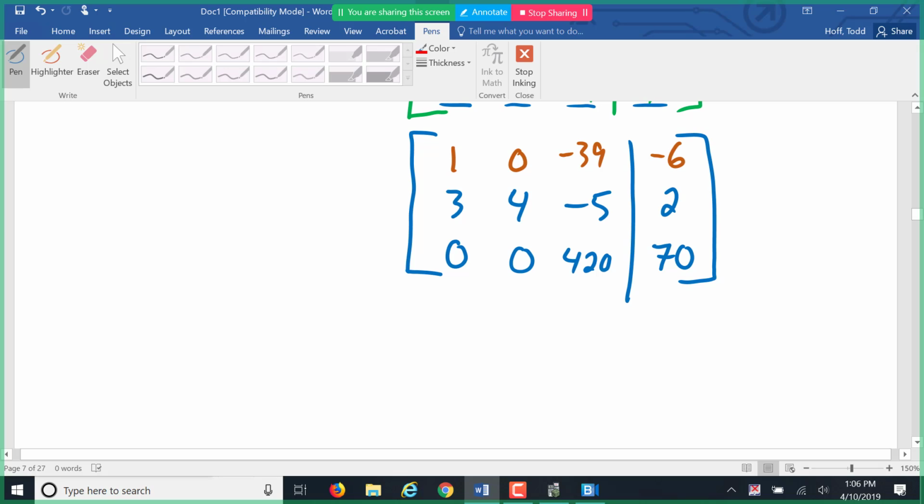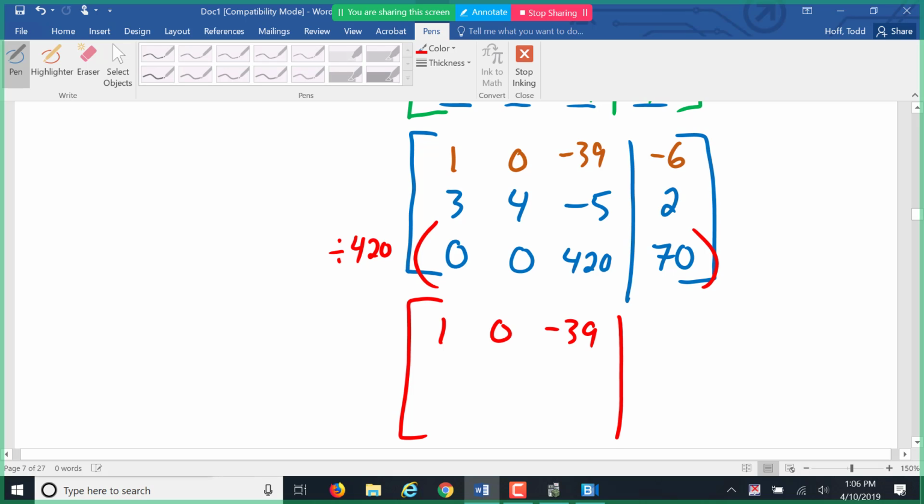In my bottom row right now, I am so close to being done. I want this to be a 1 and not a 420. So I'm going to divide that row by 420. So my top rows will stay the same. 0 divided by 420 is just 0. 0 divided by 420 is 0 again. 420 divided by 420 is 1. 70 divided by 420 is 1/6.